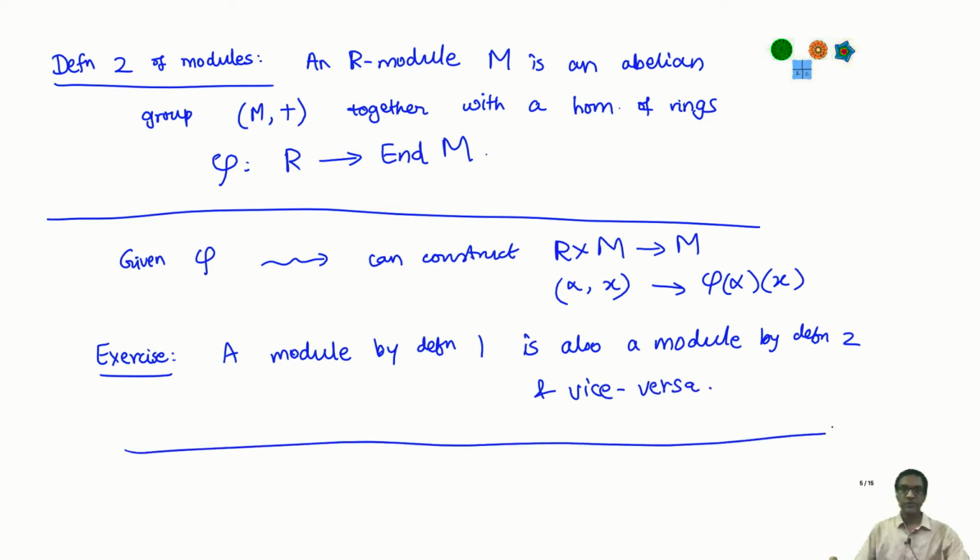Okay. And the second definition is sometimes convenient. It's important to know this way of thinking as well. It's definitely far more compact, right? It encapsulates all the axioms into one single statement that you should have a map from R to End M, which is a ring homomorphism.